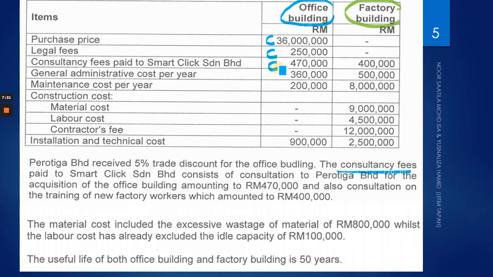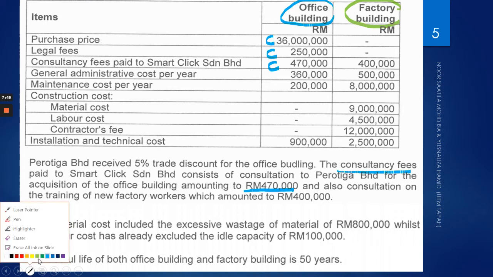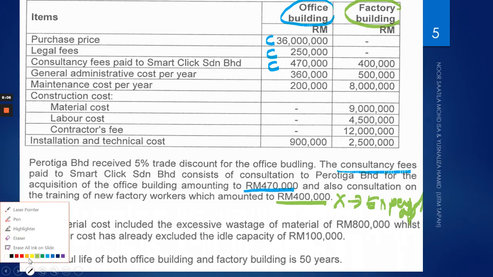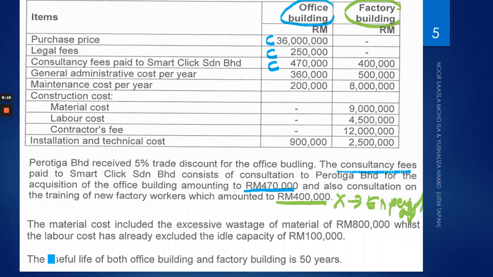So for this one, no problem. It was consultation to acquire the office building. So no problem, you can capitalize. But for the 400,000 that were mentioned there, that was not to be capitalized, because that one is to provide training. So you won't capitalize; this will be expensed off. Okay. But for the office building, this one will be capitalized. That was just to clarify what was mentioned here. So this is just to tell you this is being capitalized.